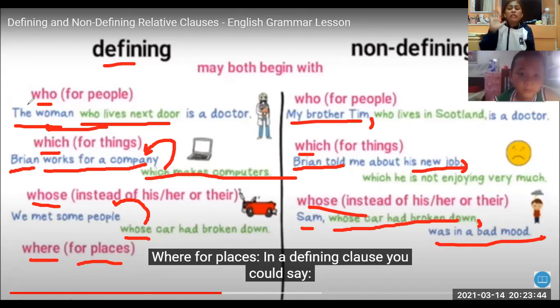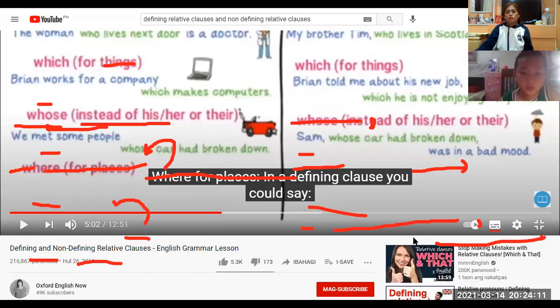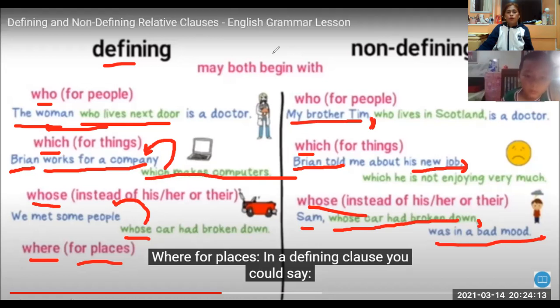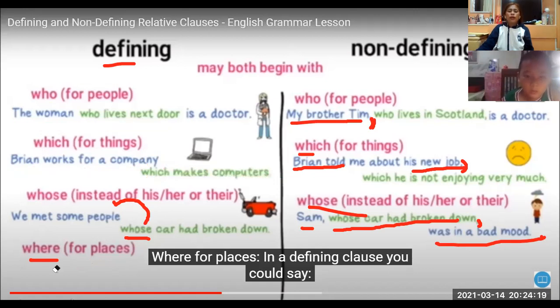Kayo, please try to listen. Please try to let your mind think. Defining doesn't have a comma. Non-defining, there is a comma after the subject. Kayo, please listen to the teacher. Okay, after the subject. I will erase now. Let's move on. Do you understand, Kayo? Please listen to the teacher. Okay. Understand. Okay.